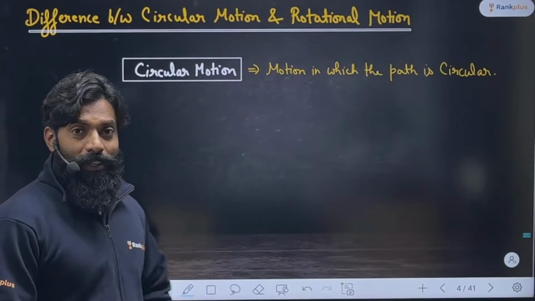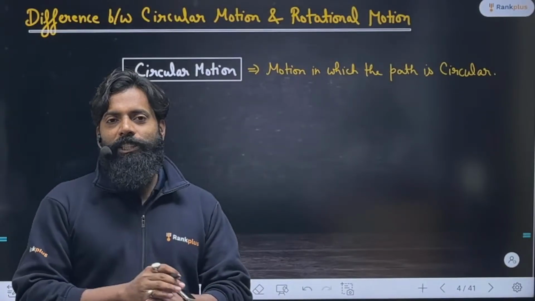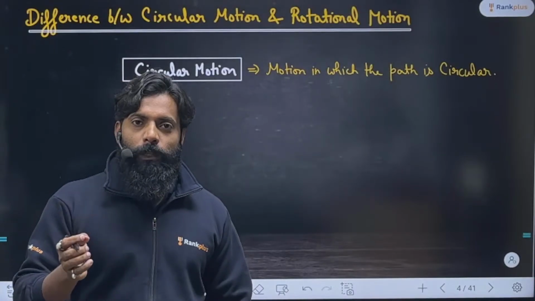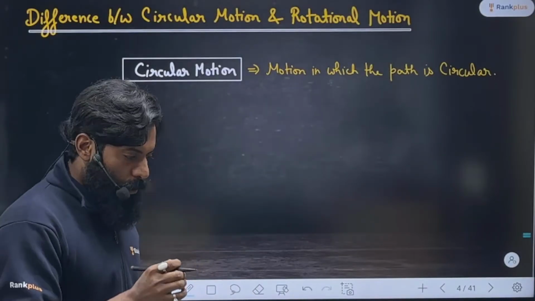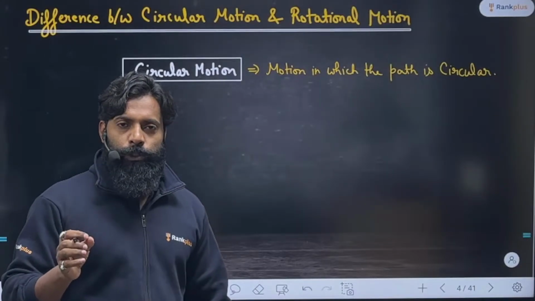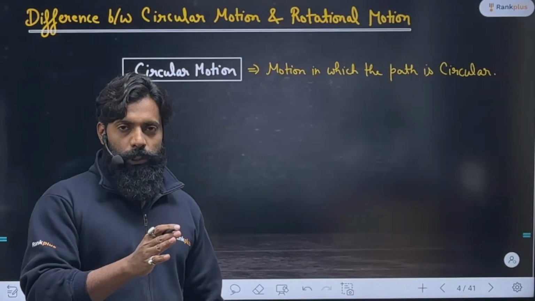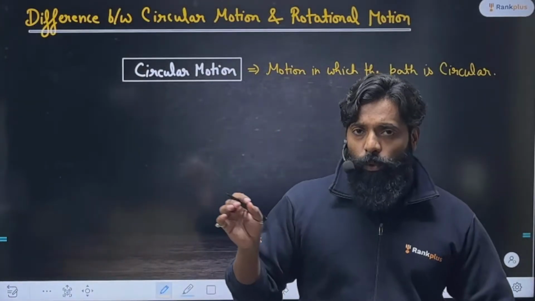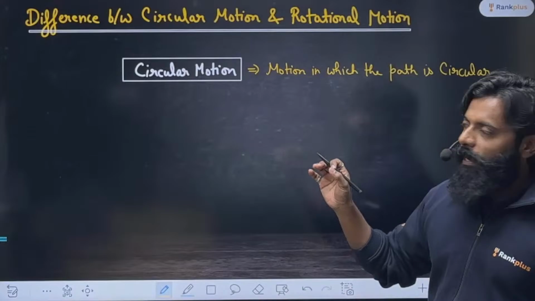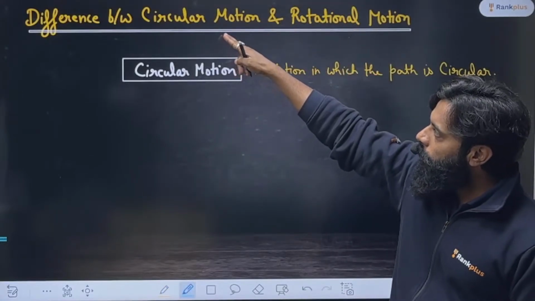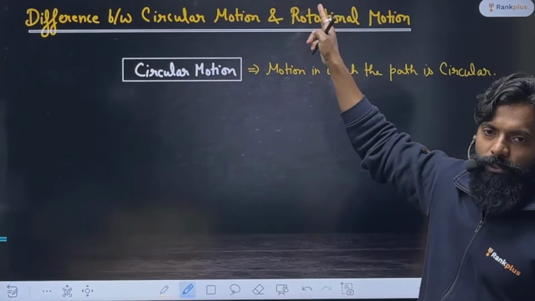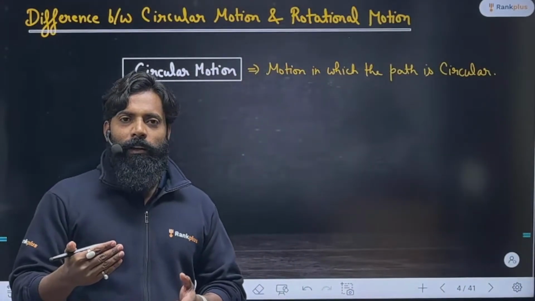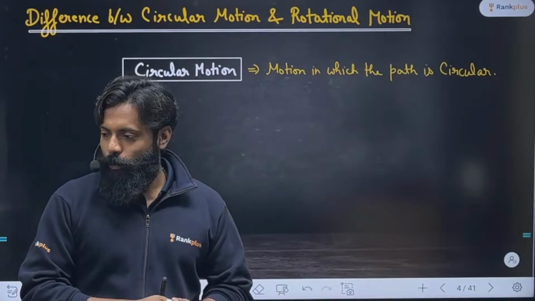But for a motion to be a rotational motion, there are some conditions which are required. And I can also tell you that every rotational motion is basically a circular motion, but every circular motion is not a rotational motion. Basically, rotational motion is a subpart, you could say, of circular motion, right?